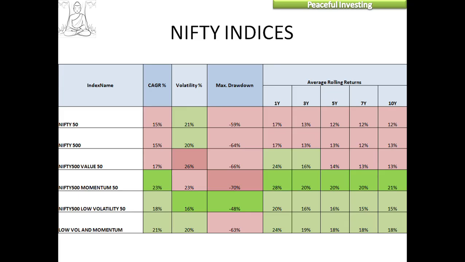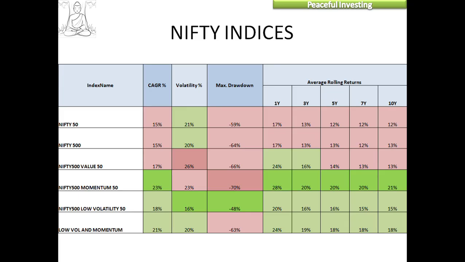Now, if somebody wants high returns, high CAGR returns, high rolling returns, then they should probably invest in Nifty 500 Momentum 50. But they need to have the heart to bear the maximum drawdown of 70%. But if somebody wants to stay in the market and cannot bear so much volatility and such max drawdowns, and doesn't want to run for higher returns at the cost of volatility, then they should invest in Nifty 500 low volatility 50.